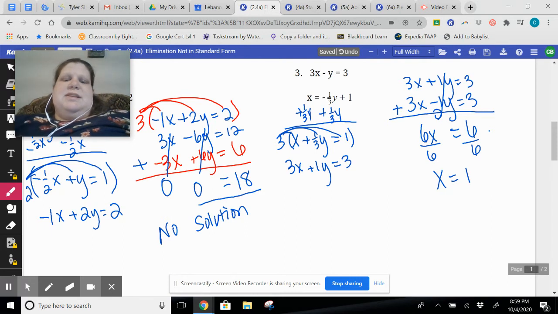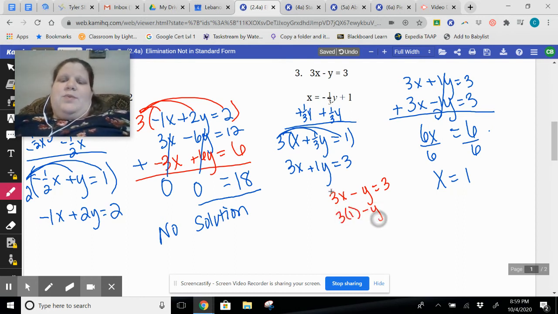Once I have my first variable, I'm going to use that variable and plug it into one of my equations to get my second variable. So I'm going to do 3x minus y equals 3. I'm going to plug this in for x. So I have 3 times 1 minus y equals 3. 3 times 1 is 3, minus y equals 3. So I need to subtract 3 from both sides to get 0 here. So I have negative y equals 3 minus 3. Well, that's 0.